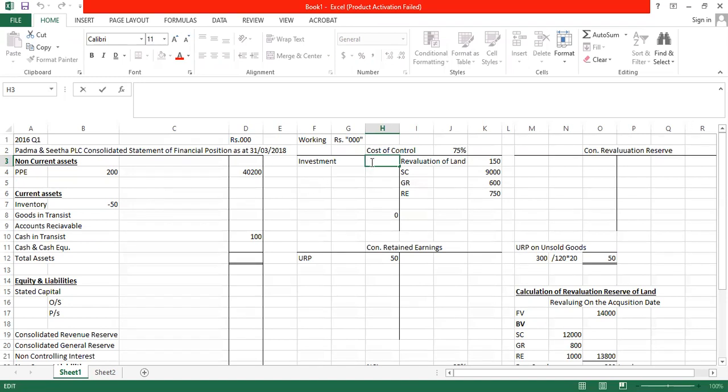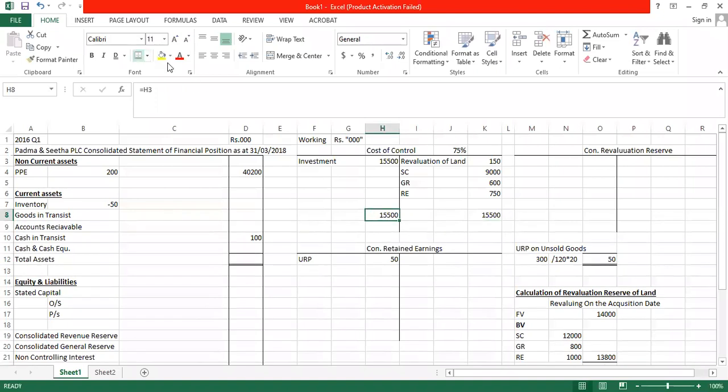Now, the investment account debit balance is under the Padma PLC. Now, it's credited, and you debit it to the cost of control. That's the double entry here. Investment credit and cost of control debit. Now you can balance the cost of control account.